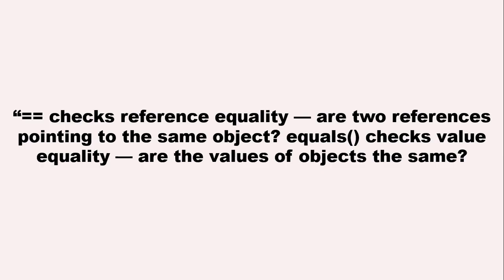Double equal to checks reference equality. Are two references pointing to the same object? While equals checks value equality. Are the values of the objects the same?